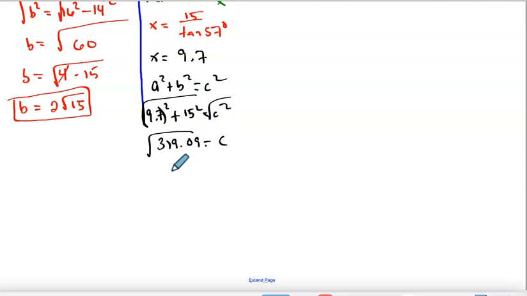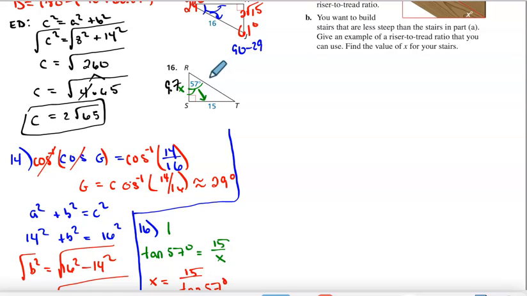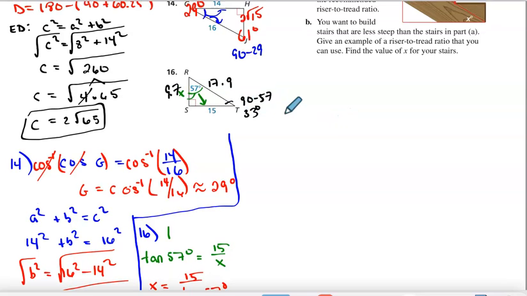And this is one I would not even try to simplify. It's already in decimals, already estimated, so I'm going to say this is approximately equal to 17.9. And then you have nothing but angle T here, and this is really just going to be 90 minus 57, which is 33. So angle T would be 33 degrees. Okay.